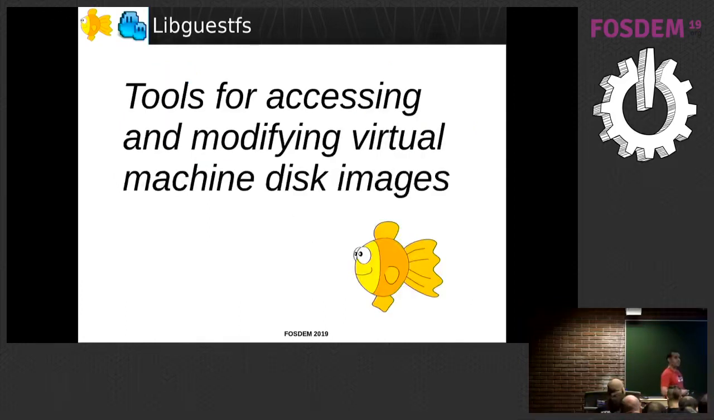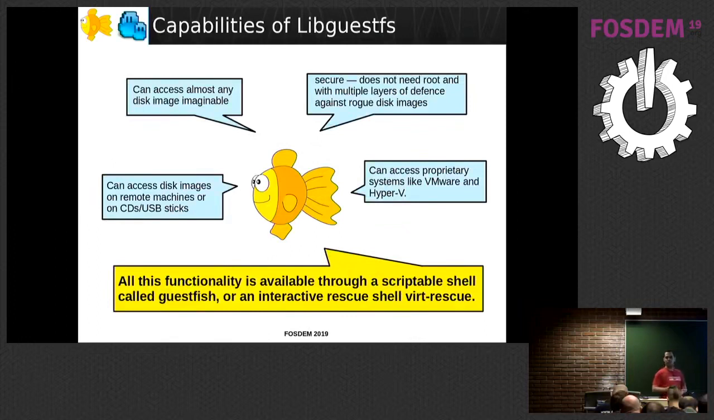libguestfs is a set of tools for accessing and modifying virtual machine disk images. It supports almost every format of virtual disks that is available today, VMDK, QCOW, and so on. It can access remote disk images, and it operates in a secure way. It can access proprietary systems like Hyper-V and VMware, which is important for the V2V process, for migrating VMs from an environment of one vendor to an environment of a different vendor. All those capabilities and more are available via command line tools.